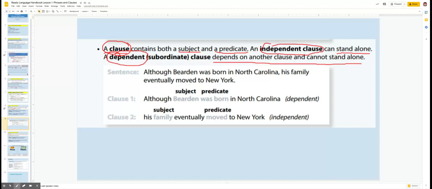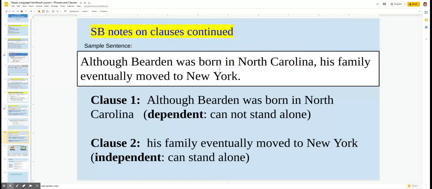And our example that our book gives us says, and I'm going to make it a little bit bigger. I'm going to go to the next slide, and that will probably help some. There we go. So our next one says, although Bearden was born in North Carolina, his family eventually moved to New York. Well, in your workbook, you can keep doing what I'm doing. We're going to underline our subject once. And our subject is Bearden. And our verb is was, just like earlier. We're going to underline that twice. We also said his family, once again, subject. And it moved.